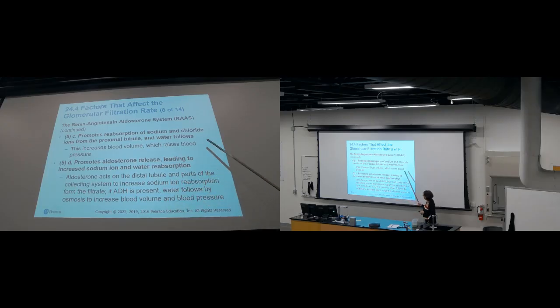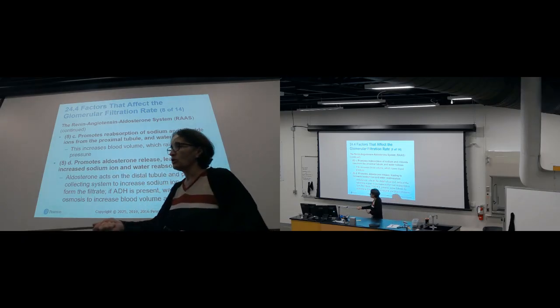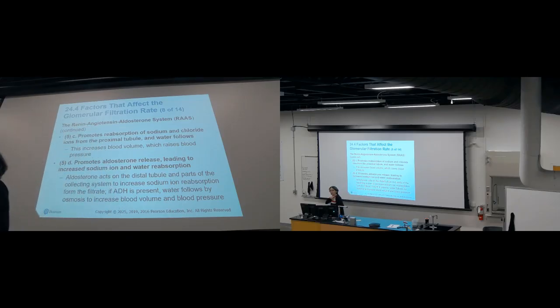And this aldosterone is going to also lead to the absorption of sodium and chloride, because chloride is going to follow sodium. So this hormone, aldosterone, is known as the salt-retaining hormone. And if ADH, antidiuretic hormone, is present, you will have more increase in blood volume, because antidiuretic hormone prevents the kidneys from producing and releasing urine.